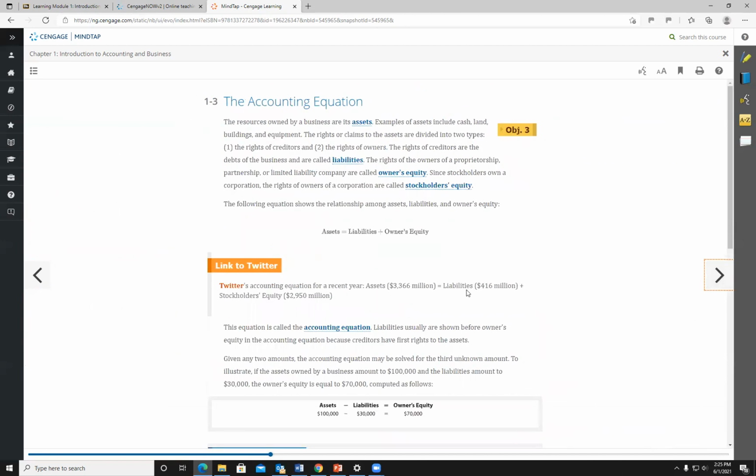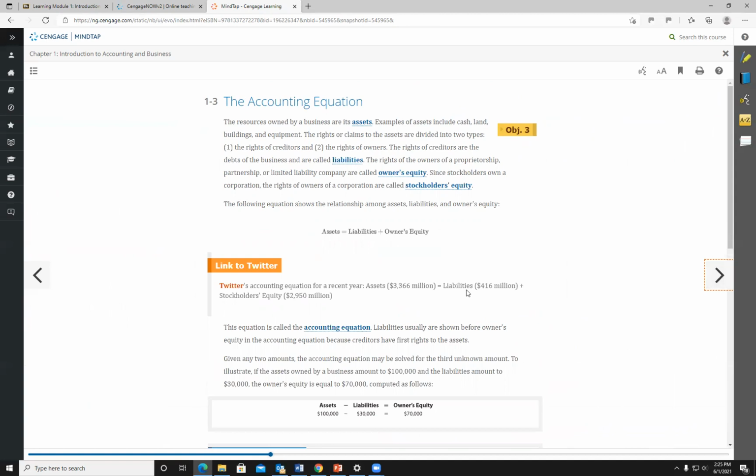All right, now this is huge. This is very important. I'm going to spend a little more time on this one. This is the accounting equation. You will use this throughout the rest of your accounting professional career.